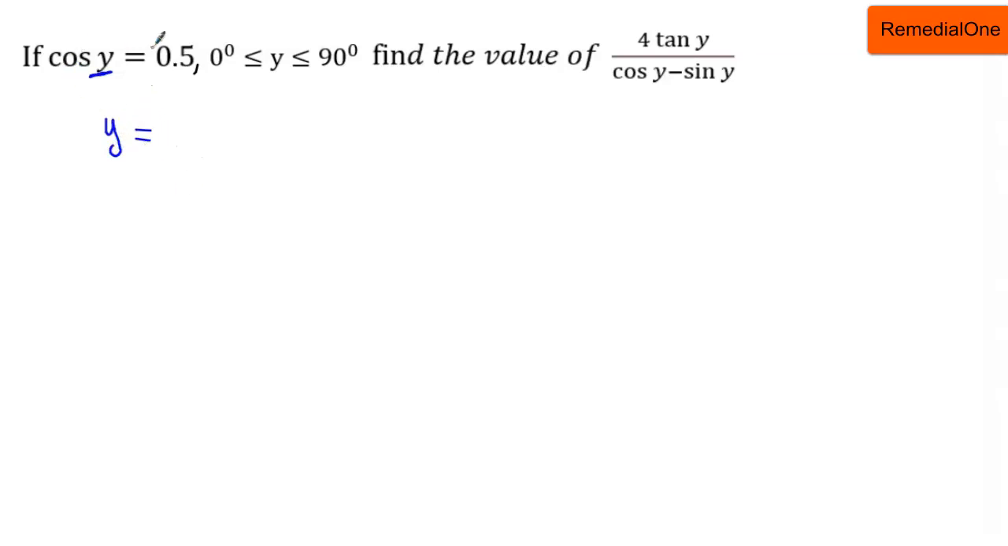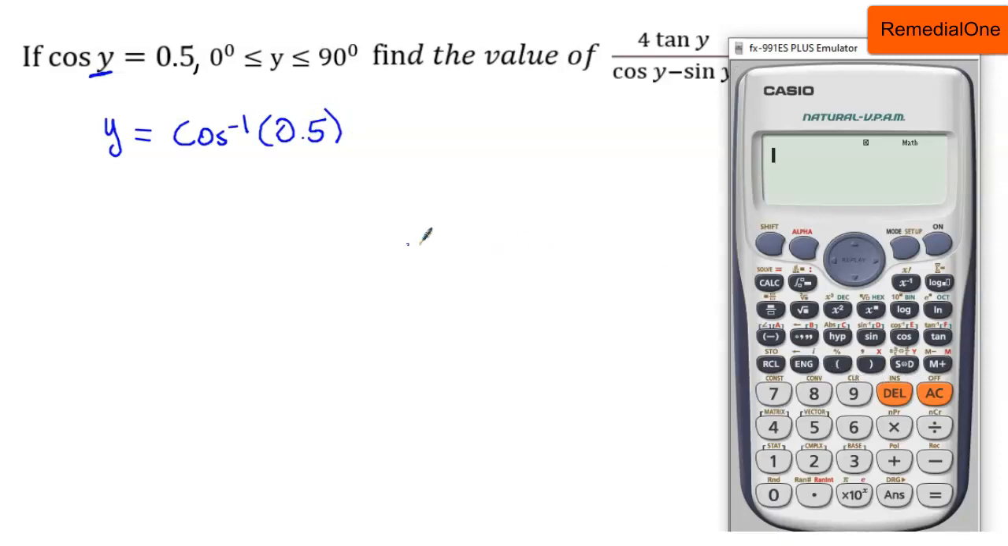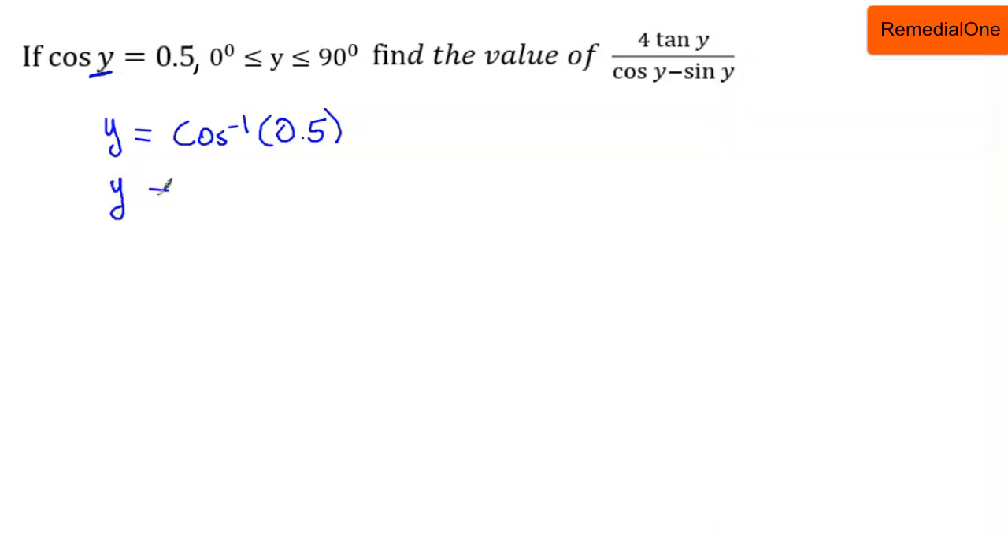That means we have to take the cos over here. So when the cos comes here, it becomes cos inverse of 0.5. You grab your calculator, and here we are dealing with degrees, so make sure your calculator is in degrees. The degree is right here. So we are looking for the cos inverse, so we go to shift and then cos, and then 0.5, and that equals 60. So that's giving us y is equal to 60 degrees.